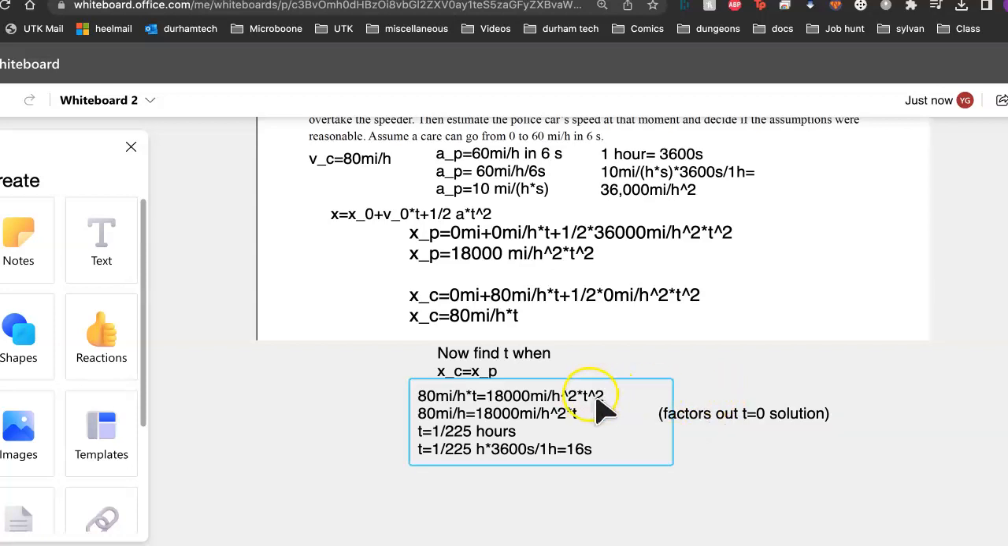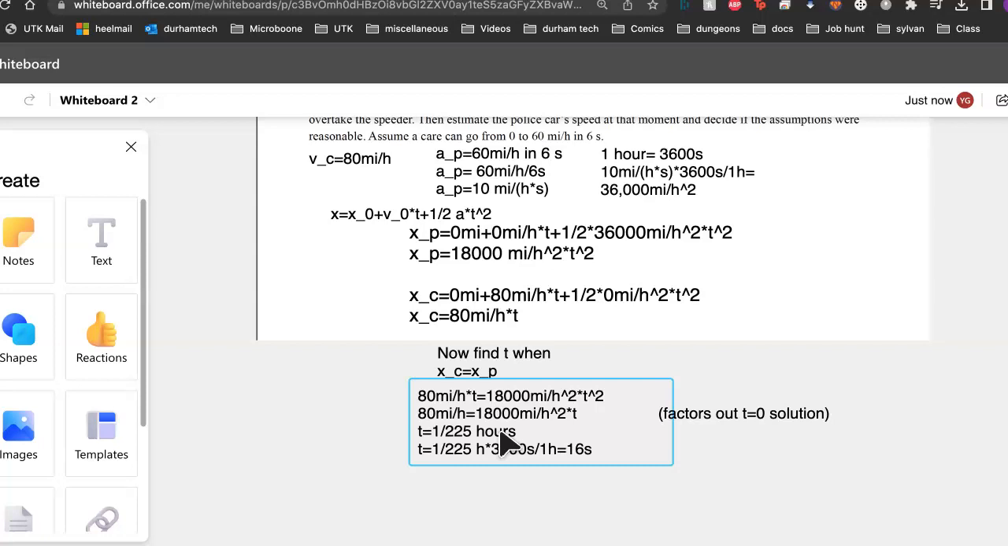So t equals 0 is a viable answer to this equation up here, but it's not the answer we're looking for, because that's the time when the speeder first bursts past the police car. We're looking for the second time when they pass each other, when the police car catches up. So we now have 80 miles per hour is equal to 18,000 miles per hour squared times time. And that'll give us time is equal to 1 over 225 hours.